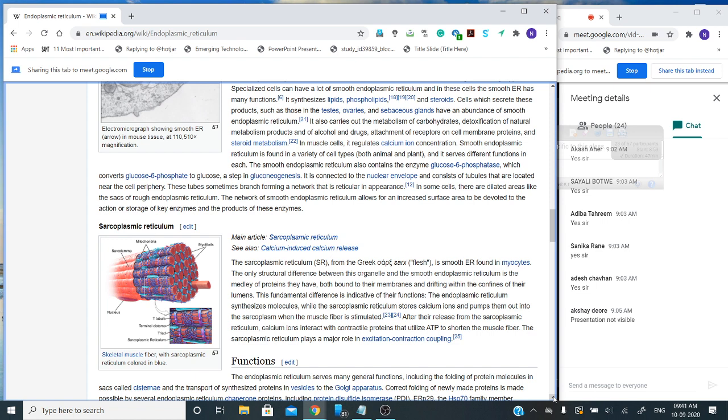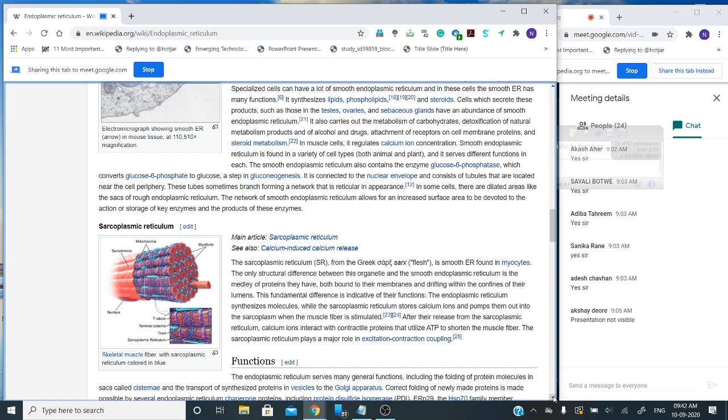So the smooth is involved in synthesis of lipids, phospholipids and steroids. We have seen that protein is not there. While in rough, proteins are there and they are embedded or mixed with lipids or sugars. So cells which secrete such products, for example testes, ovaries and sebaceous glands, have an abundance of smooth endoplasmic reticulum, because only lipid-like secretions are there. Sebum is a lipid, and the steroid hormones are steroid in nature. They don't have any protein. So the smooth endoplasmic reticulum will be doing this job.